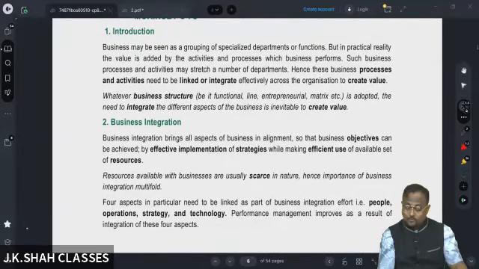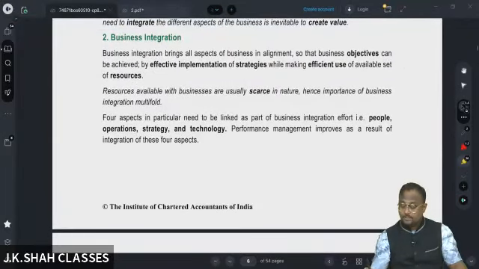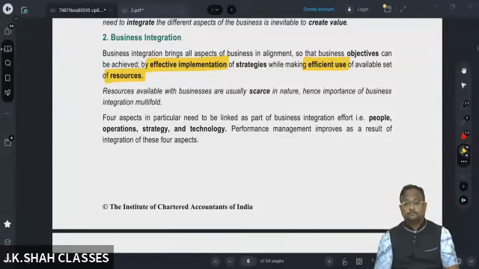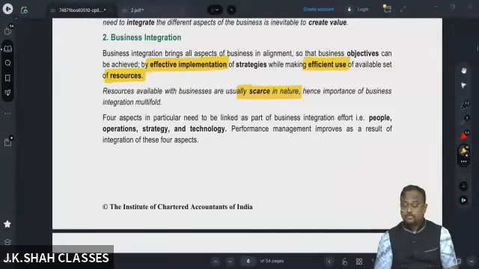So we basically focus on business integration. Business integration brings all aspects of business in alignment so that business objectives can be achieved. Basically, it consists of effective implementation of strategies and efficient use of the available set of resources. Resources available with businesses are usually scarce in nature. Hence, the importance of business integration is multifold.